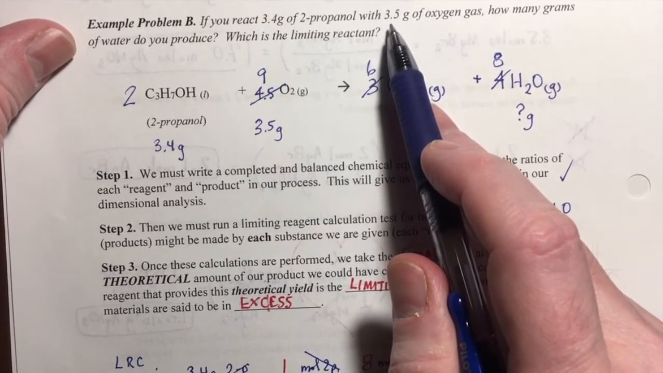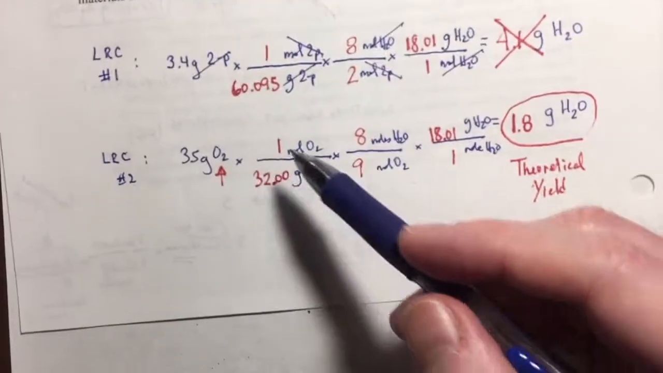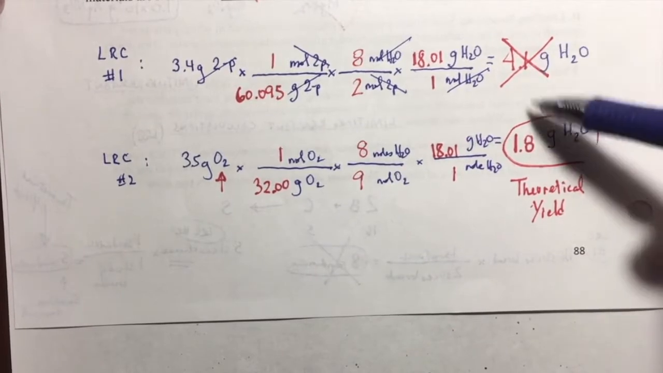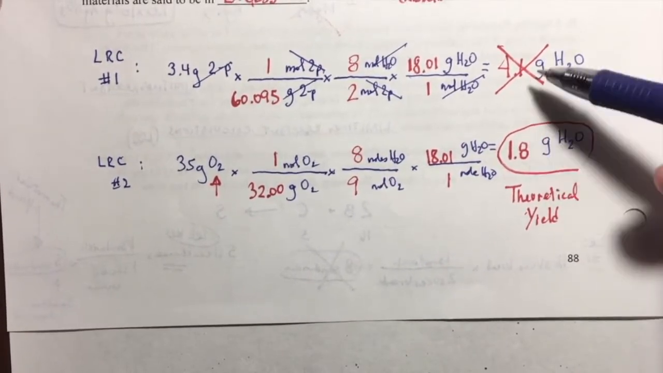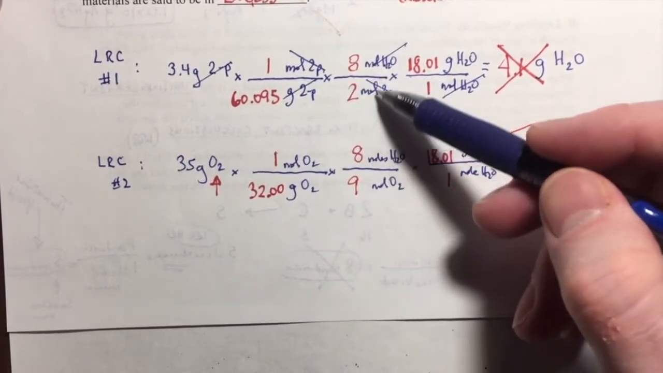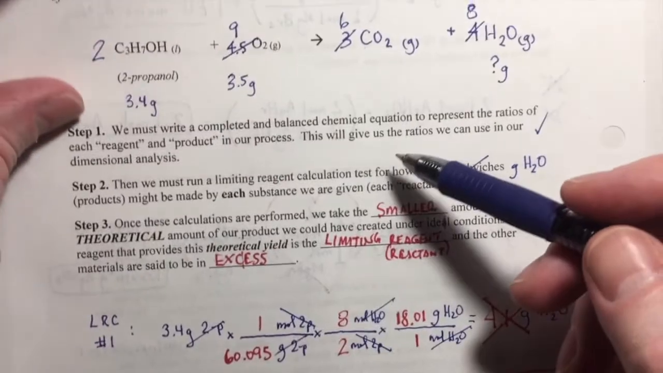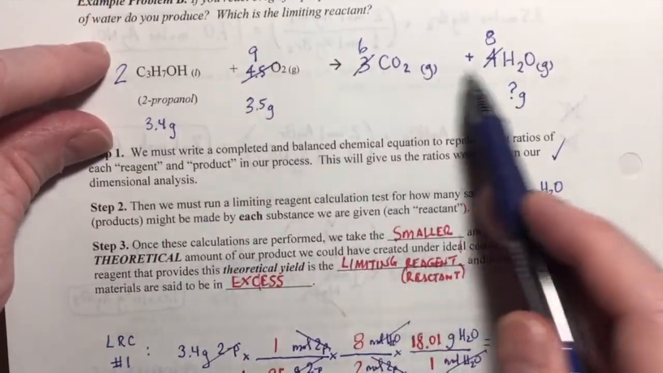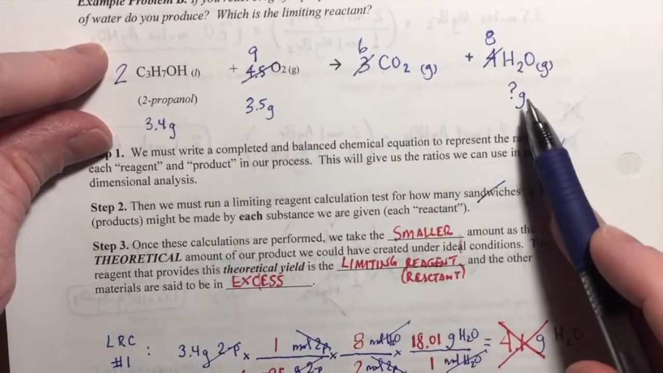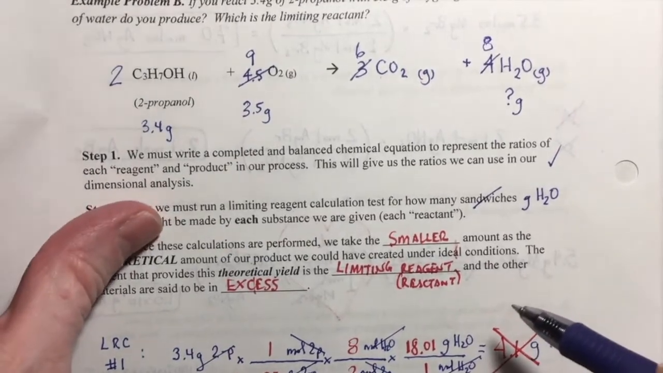So to figure out which one is in excess and which one is the limiting reagent, we're going to have to do calculations on both to see which reagent gives us the smaller amount of product. In order to do that, of course, we need to go through the heart of the stoichiometry, which is the mole-to-mole ratio. Where do we get that? We have to complete and balance the chemical reaction so we get those ratios. So that's how we approach a limiting reactant problem.